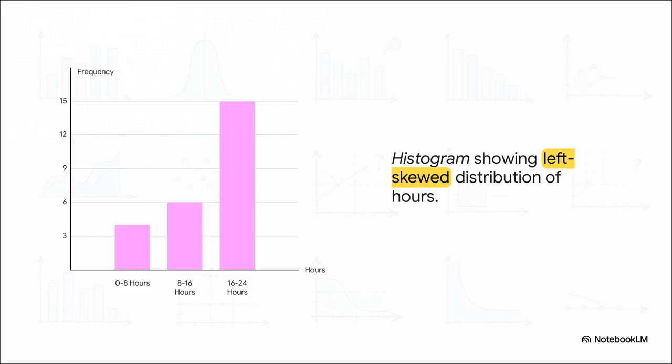This histogram instantly reveals that the overall shape of our data is heavily skewed to the left. The vast majority of our data is bunched up on the much higher end of the scale.